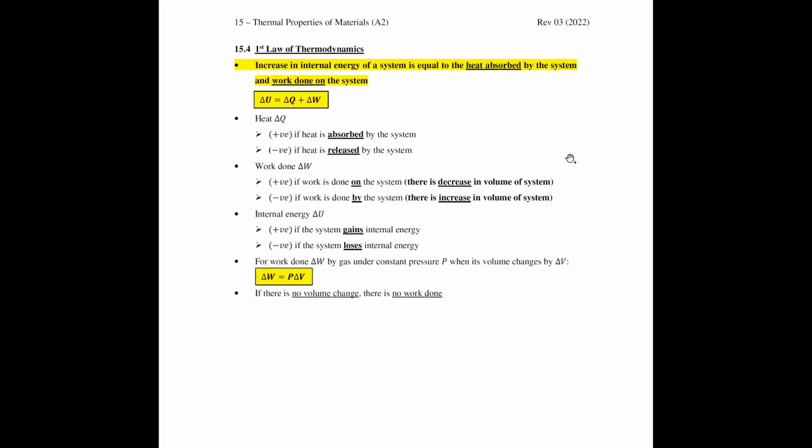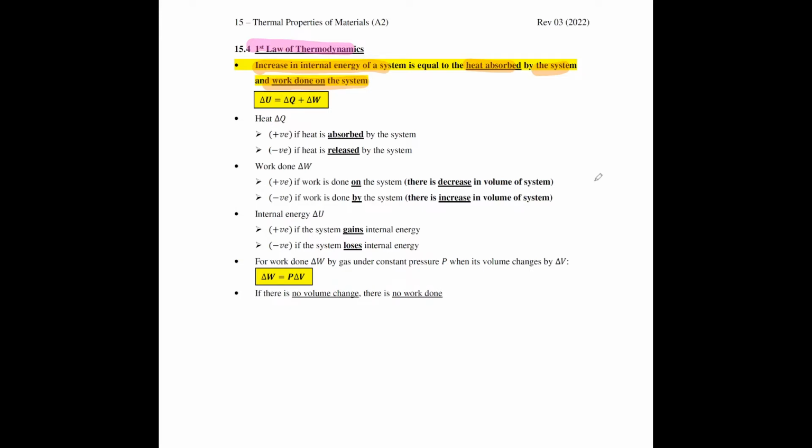This one is new to you guys. Now, under this chapter, there's something called the first law of thermodynamics that you will learn. Okay, there's a second law, but the second law is not something you will learn. It's only in university. So for the first law of thermodynamics, what you just need to know is this. Any increase in internal energy of a system is equal to the heat absorbed by the system and work done on the system. Okay, increase in internal energy is equal to the heat absorbed plus work done on the system.